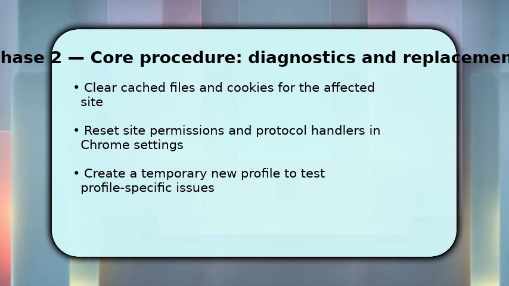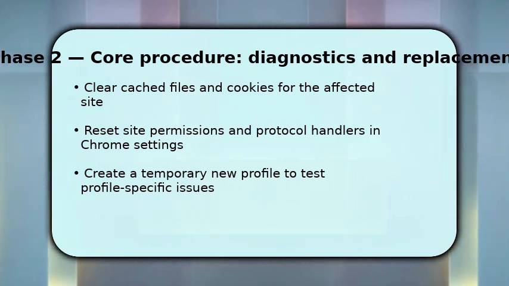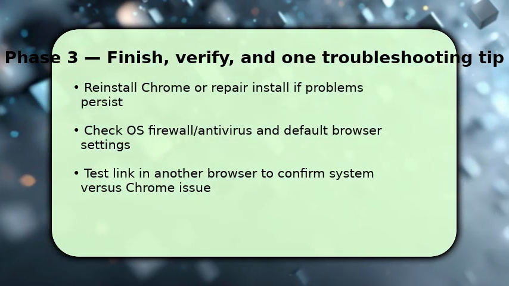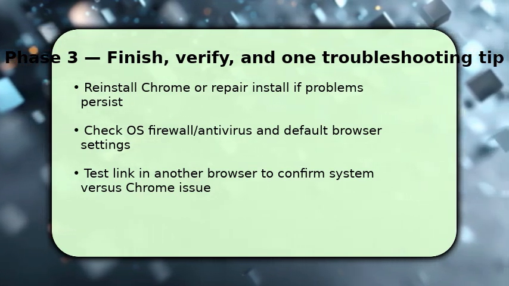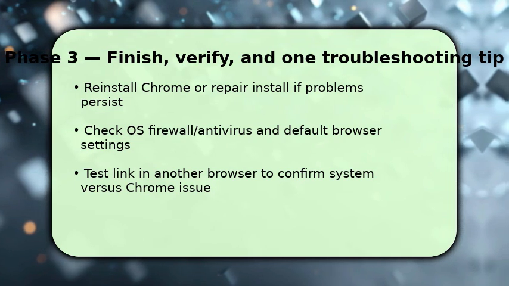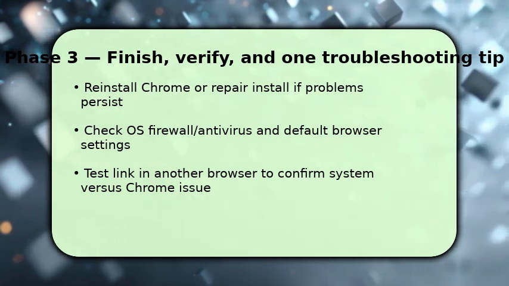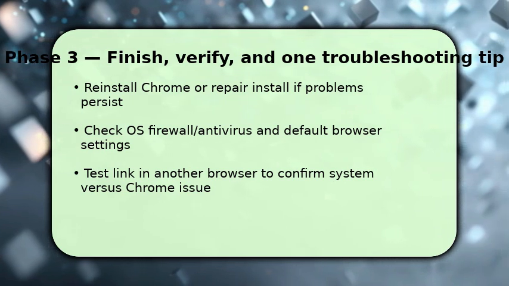To finish, reinstall or repair Chrome to replace damaged program files, then set Chrome as the default browser again and retest the link. This resolves broken protocol associations. Also check your firewall or antivirus. Sometimes they block browser launch or specific URLs.